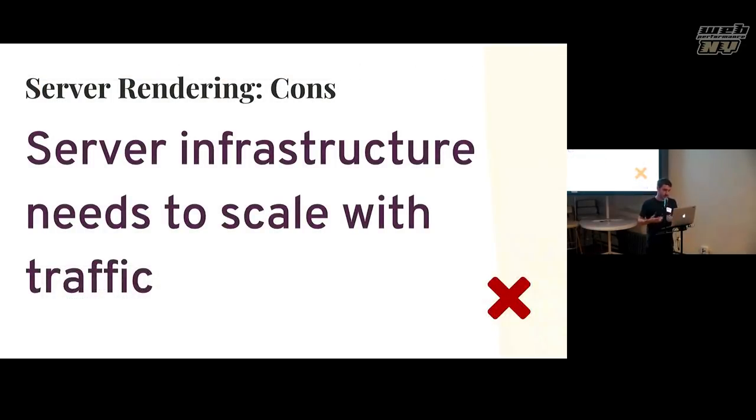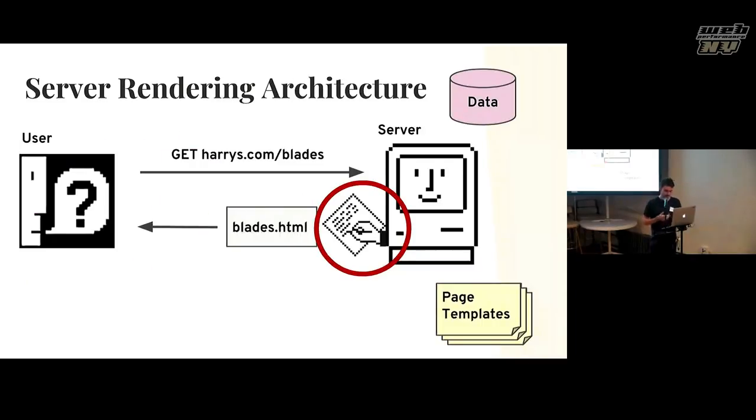There are also some cons associated with server rendering. This might seem obvious, but in order to do this server rendering, you do actually need to have some servers in the loop that are capable of generating those pages. And as your traffic increases, you generally do need to scale up the number of servers you have in order to serve all of that traffic. There's lots of different ways to optimize that. You can use different types of caching to reduce that load on your servers. But at the end of the day, you still need a server in the loop there to generate those pages. And that's this part of the diagram.